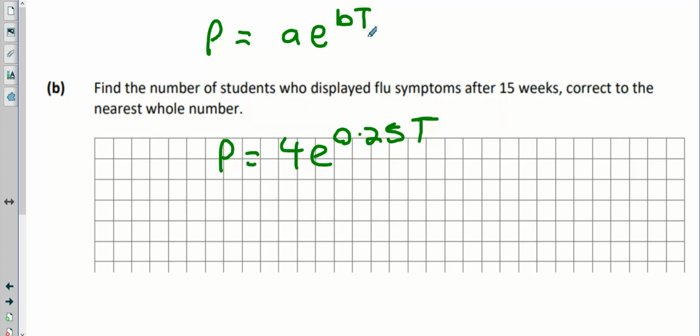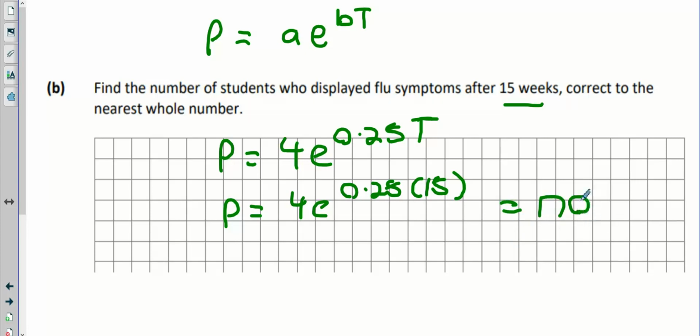And what do you want me to do? 10 weeks in, 15 weeks? No hassle, 15 weeks. I'm just going to use my calculator. I'm going to put all that into my calculator. I'm going to get 170 students. That was worth 10 marks. Okay.